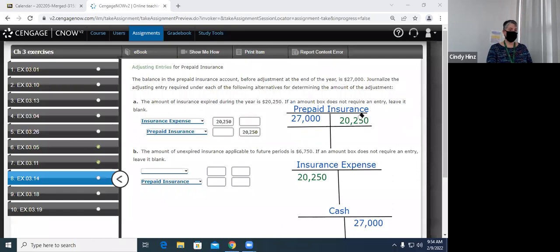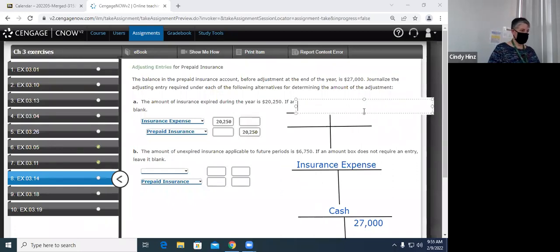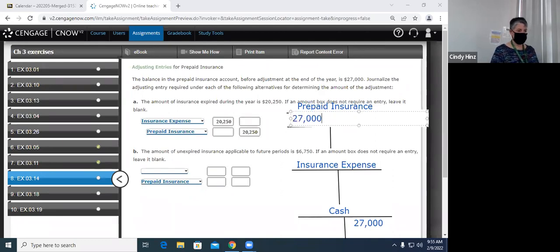For part B then, oh shoot, didn't mean to undo all of that. For part B then, let me go put this back in, prepaid insurance. Oops. Didn't mean to erase all those parts. So the prepaid insurance had a balance of 27,000. Okay.